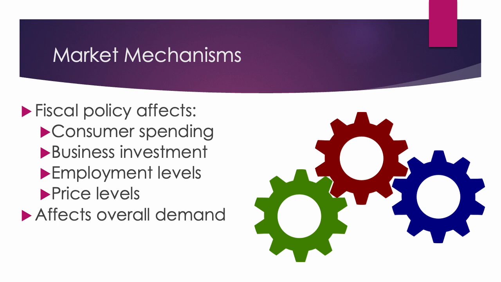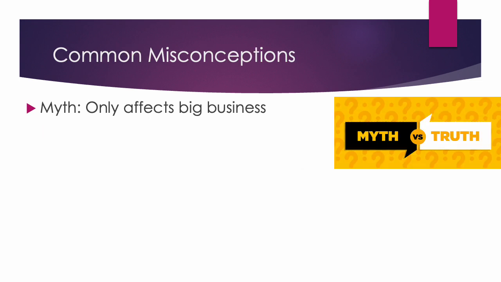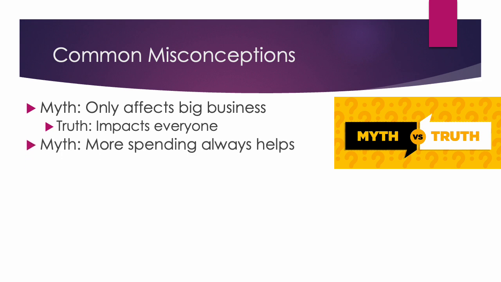So before we go on, I want to clear up some wrong ideas. The first myth we're going to look at is that it only affects big companies. The truth is it affects everybody. You, small shops, big companies. Second, the idea that government spending always helps, that more spending is better. Well, the truth is it can help, but spending too much can cause inflation, which is a fancy way of saying can make things cost more.